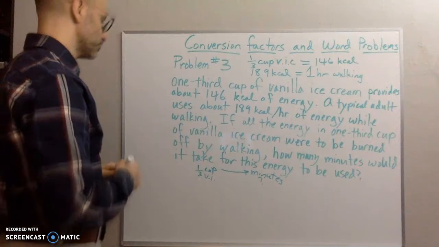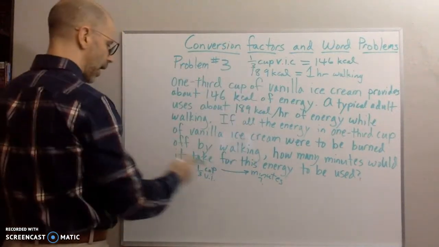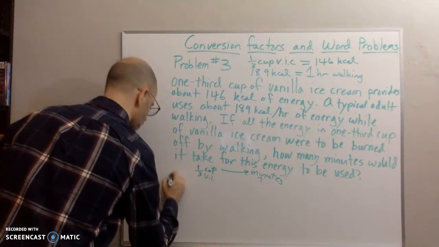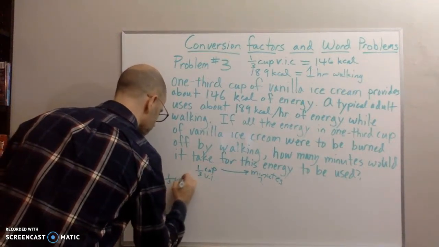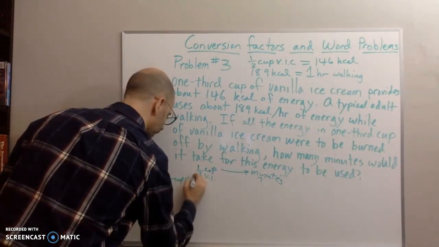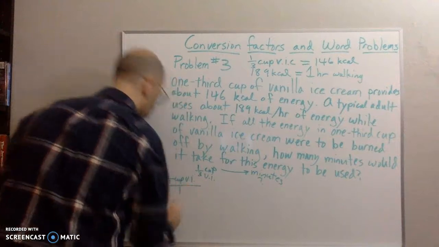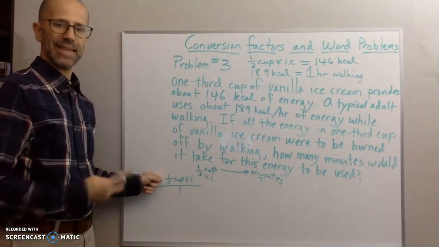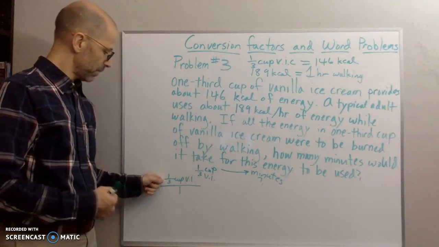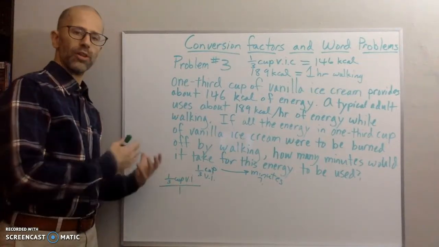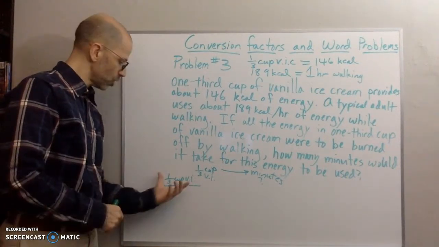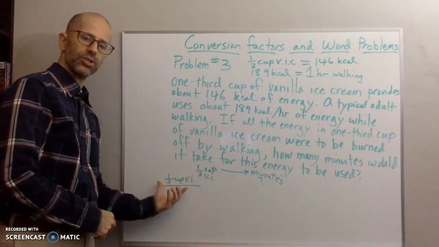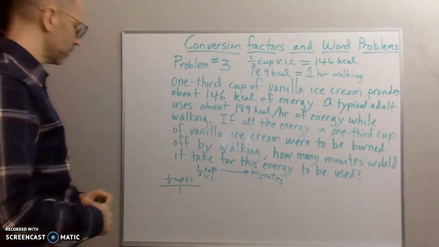Okay, so I'm going to start. We need to start with 1/3 cup of vanilla ice cream over 1. Now the 1/3 there is not going to be used in our calculation. That's just a 1/3 of a cup. So 1/3 of a cup is what we're starting with.